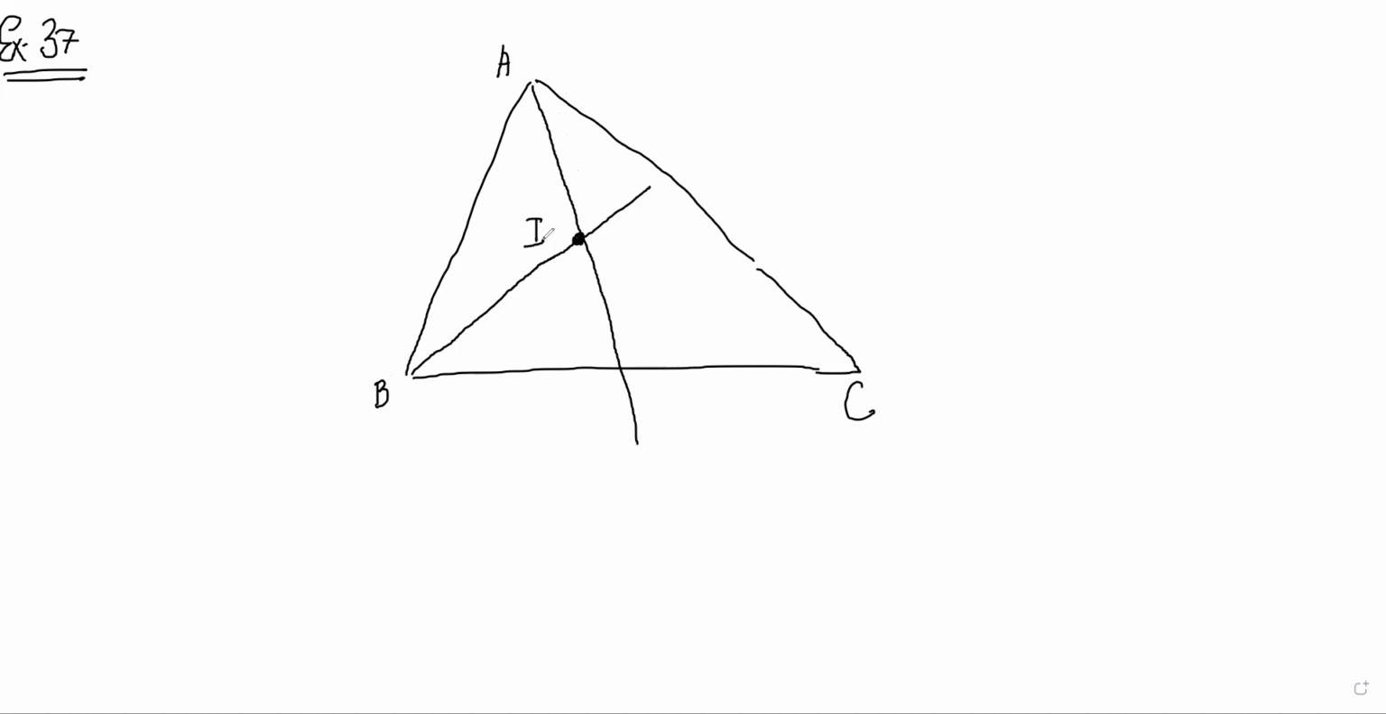I is the incenter. First one is finding the length of IA. That is easy because you can draw the perpendicular like this from I. This is small r, right? Yes, sir. And this angle is A by 2. So you can say sine A by 2 is equal to perpendicular, which is small r, divided by AI. So AI is r by sine A by 2, or r cosec A by 2. That is the first one.